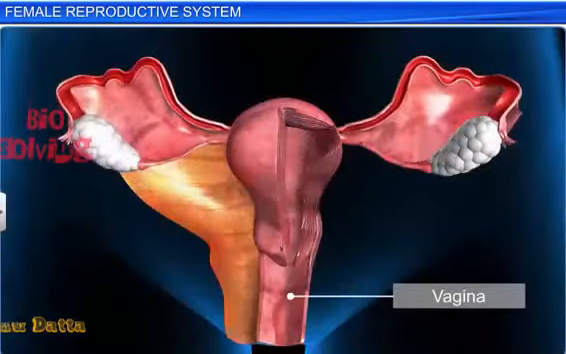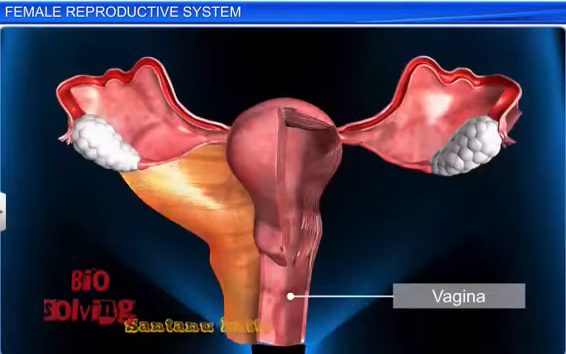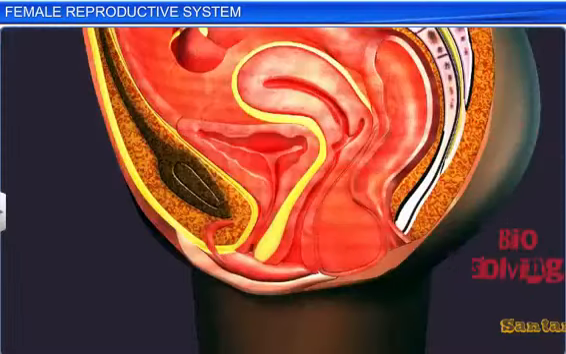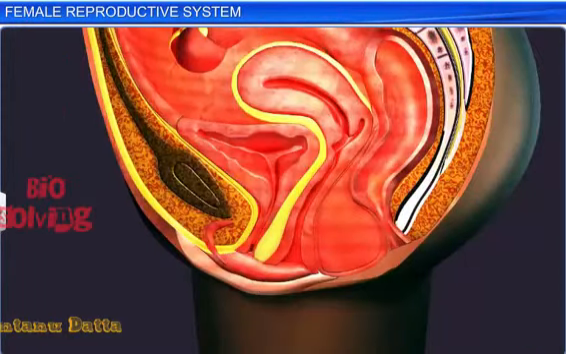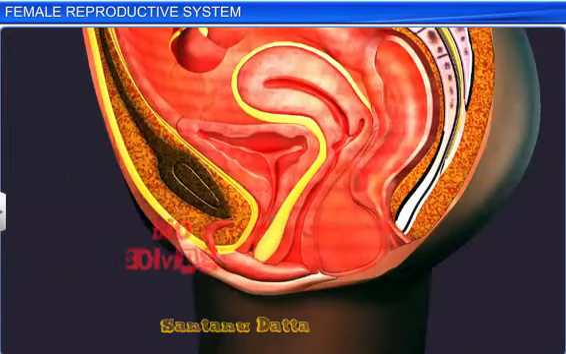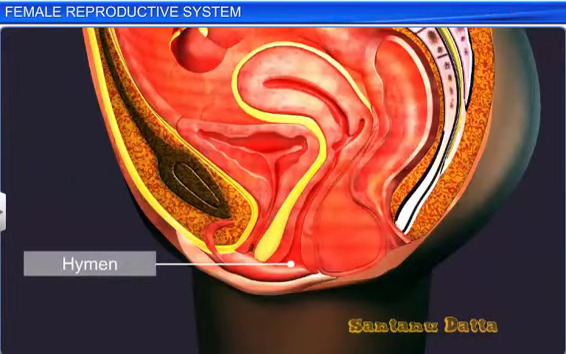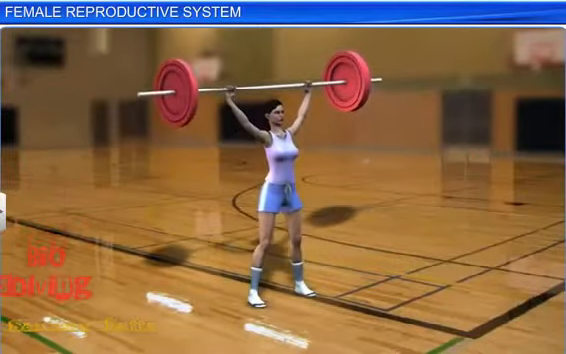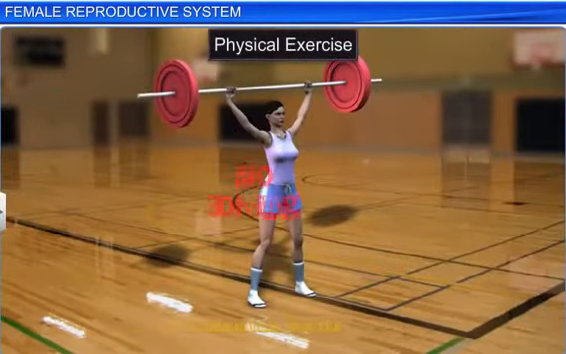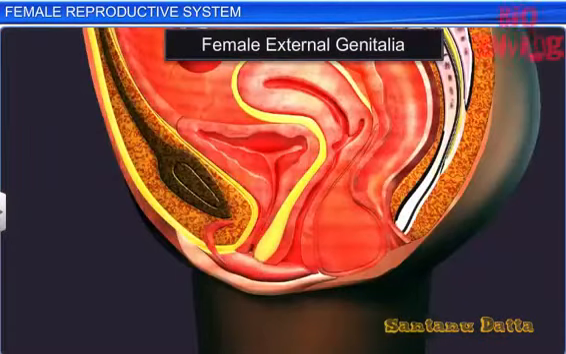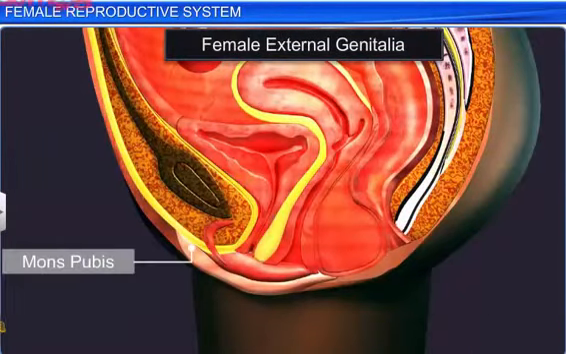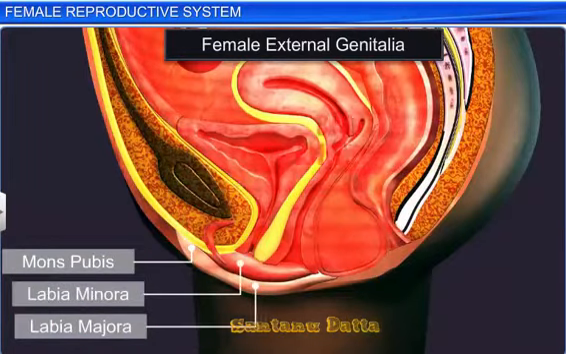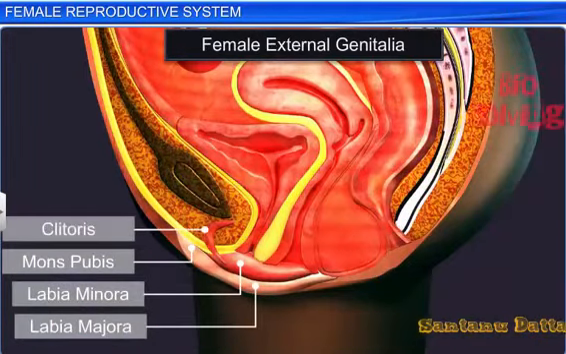The vagina is a muscular tube starting from the lower end of the uterus up to the outside. The opening of the vagina in young females is partially covered by a thin membrane called the hymen. The hymen is frequently ruptured in childhood due to strenuous physical exercise. The female external genitalia includes the mons pubis, labia majora, labia minora, and the clitoris.